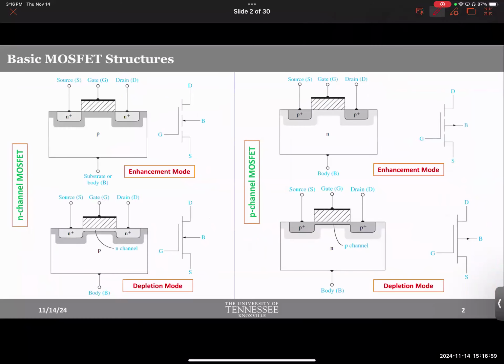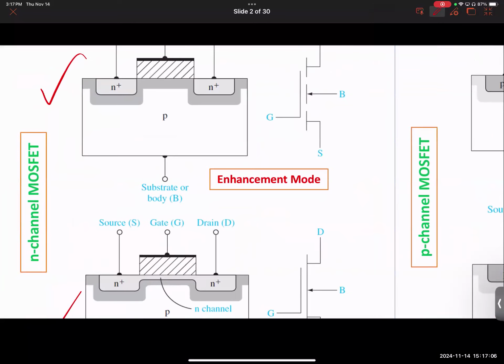Okay, let's move on. Notice between these two diagrams, there is a difference. What I explained so far is the concept of an enhancement mode MOSFET. And what does that mean? In this type of MOSFET, you don't have the channel. You have to create the channel by applying appropriate voltage. People used to use this term: you have to enhance the channel to turn on the device. So that's why it's an enhancement mode MOSFET.